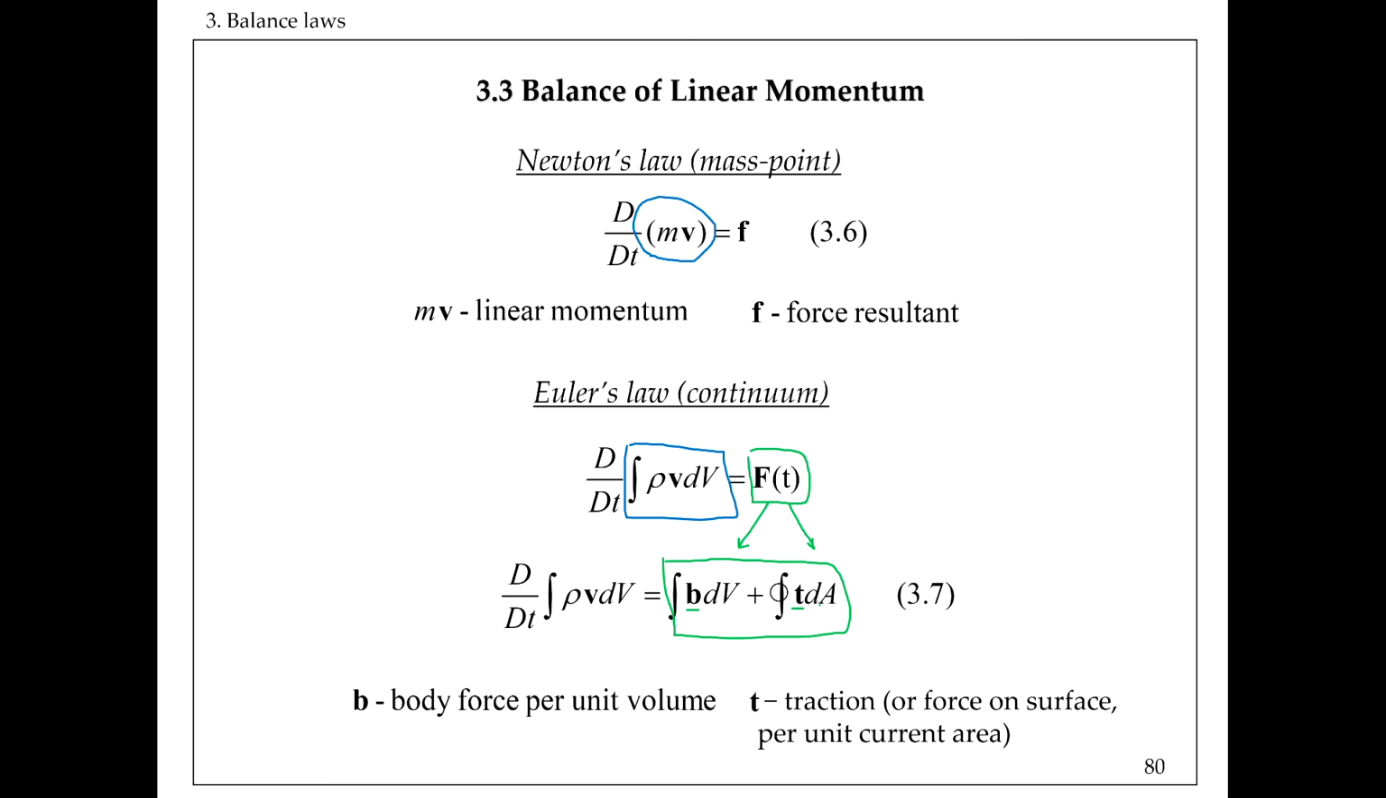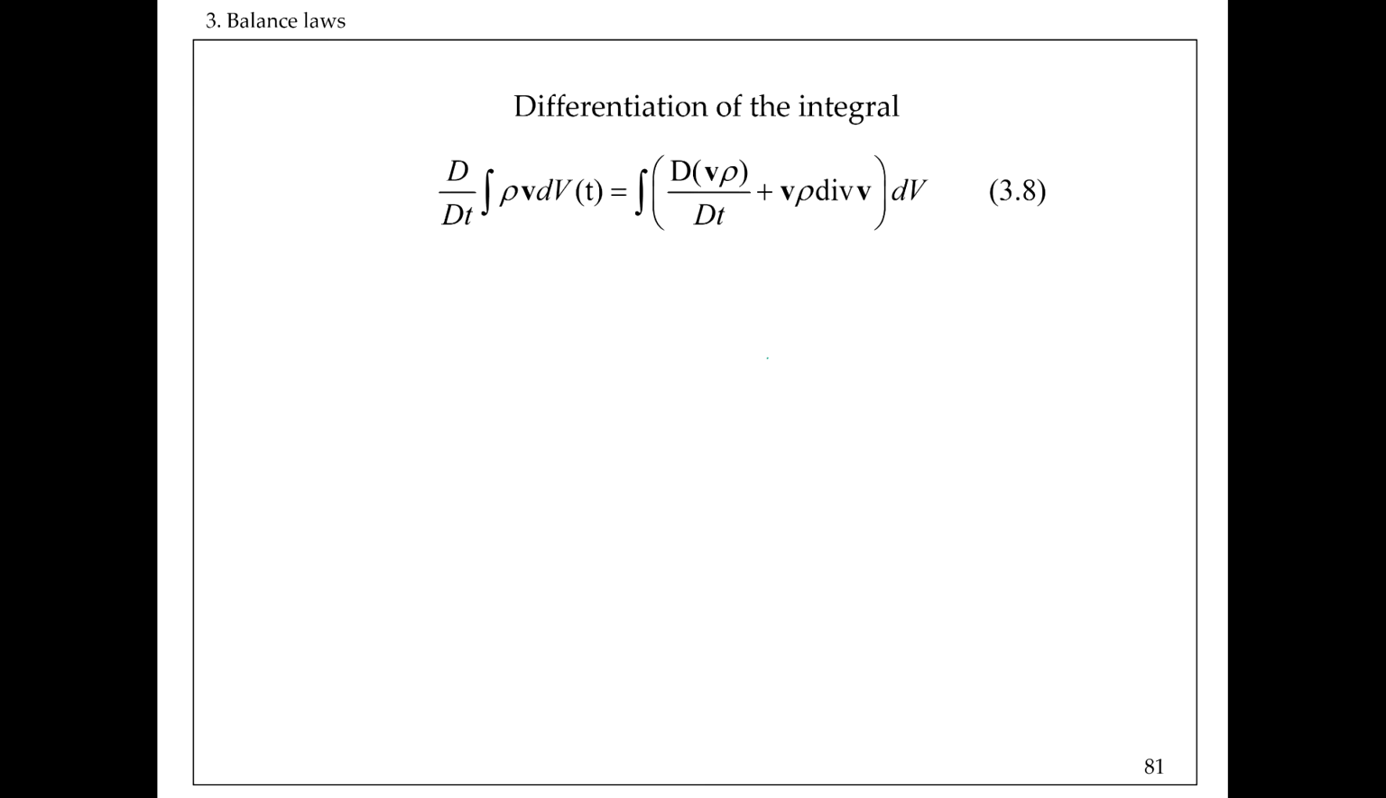First, let's expand what we write on the left hand side of 3.7, the integral form of the balance of linear momentum. We just rewrote what we had: that's still our linear momentum, and we take the material time derivative.